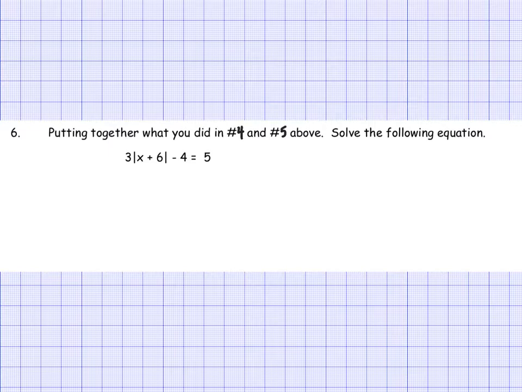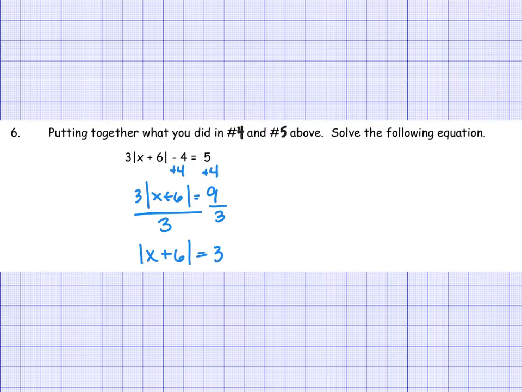So looking at 4 and 5, I'm going to combine those. Pardon me. I'm going to combine all that, do my inverse operations to get that alone, and then split. So I'm going to add 4 to both sides. So I've got 3 times the absolute value of x plus 6 equals 9. And divide by 3 on both sides. So I've got the absolute value of x plus 6 equals 3.